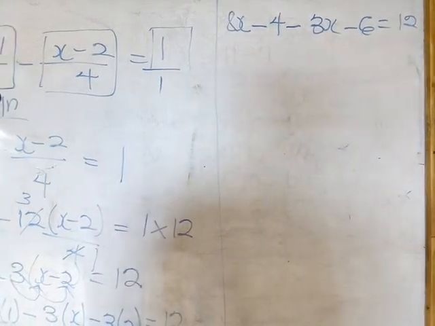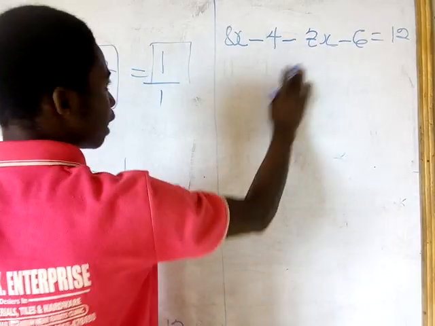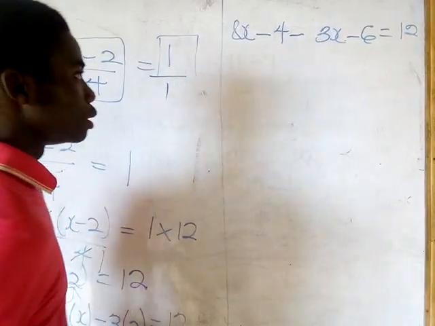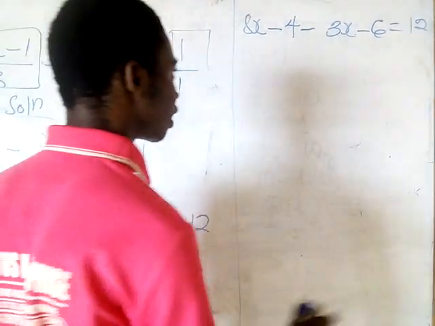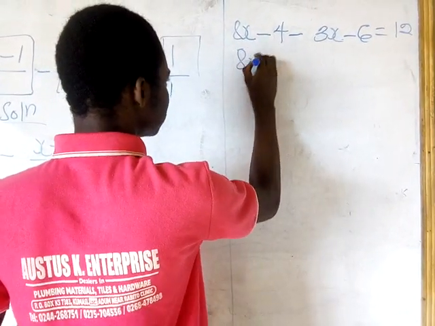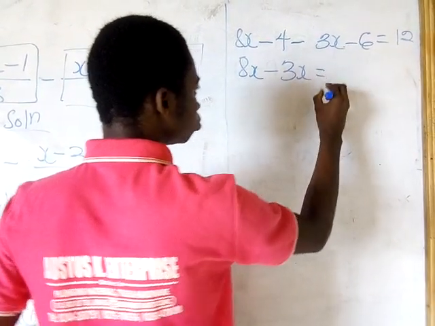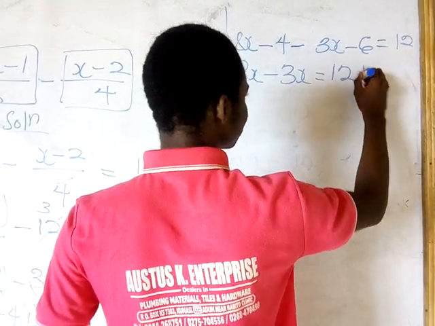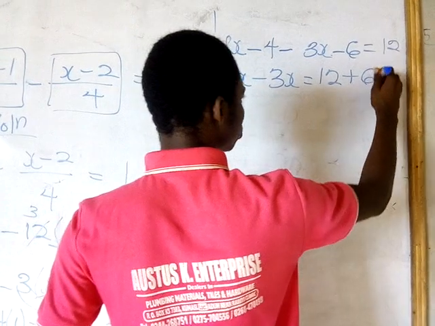So here you are going to group like terms. All those with variables will come to the left side. All those without variables will go to the right side. So here we have 8x minus 3x equals to 12. Minus 6 crossing the equal to sign becomes positive 6. Minus 4 crossing the equal to sign becomes positive 4.